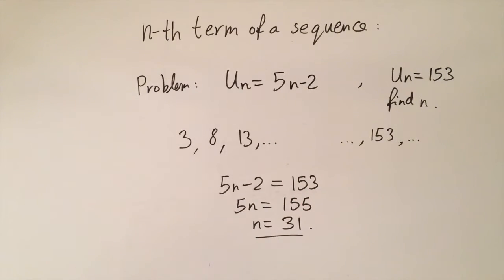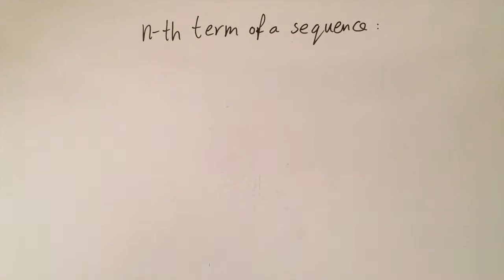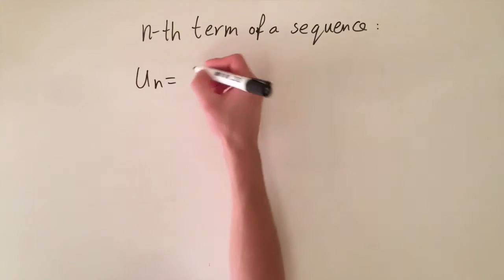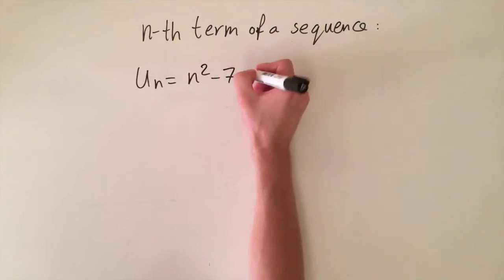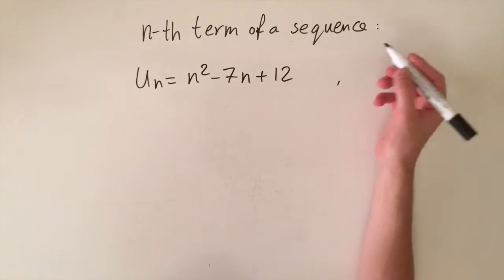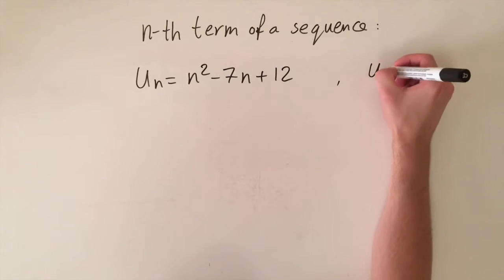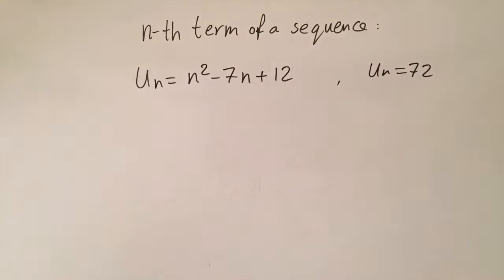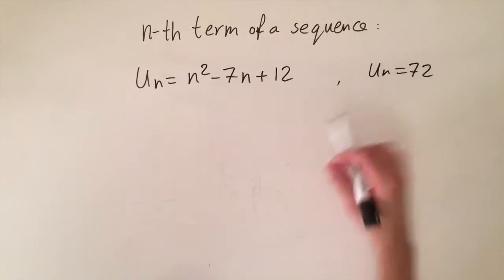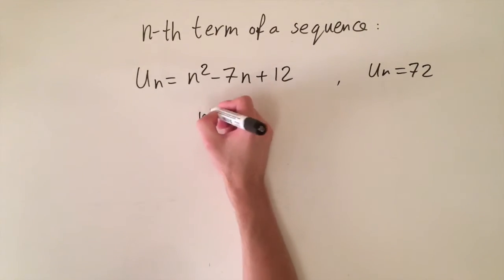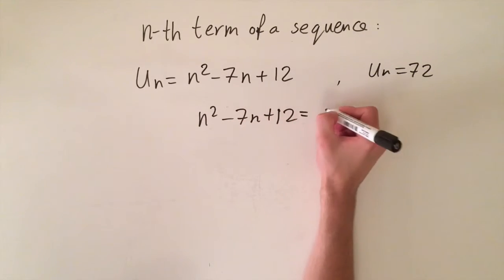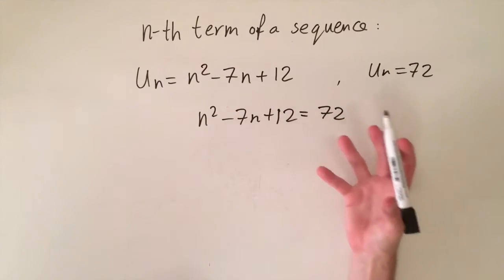Now we're going to look at a bit of a harder example, and this time the sequence is given by the formula n squared minus 7n plus 12. So this time it's a quadratic, and we want to find out what position in the sequence the term 72 appears. Just like before, we set the formula equal to the term. So we get n squared minus 7n plus 12 equal to 72. And now we are just solving a quadratic.